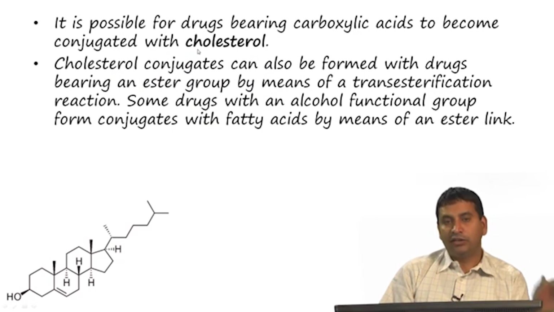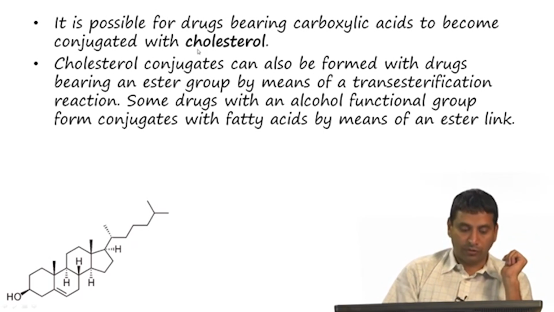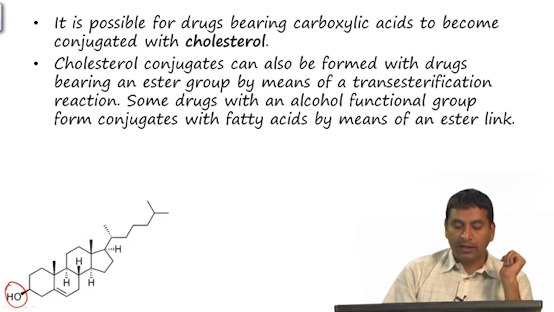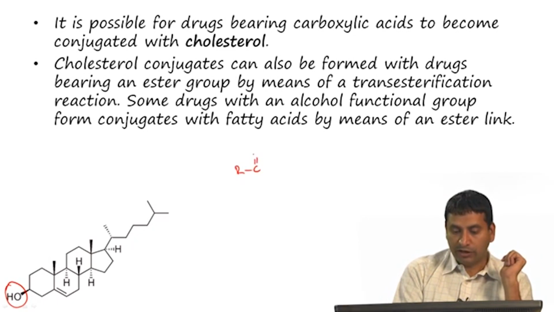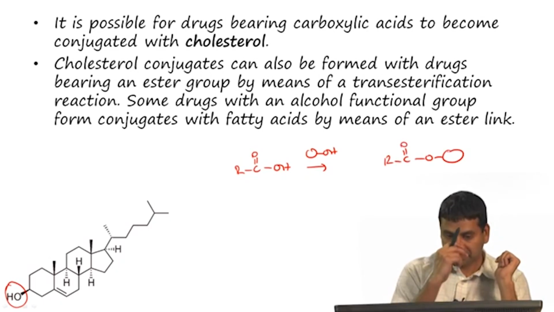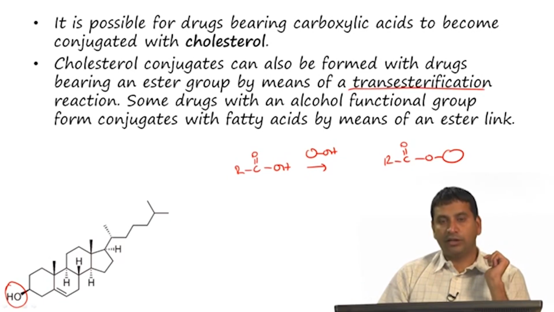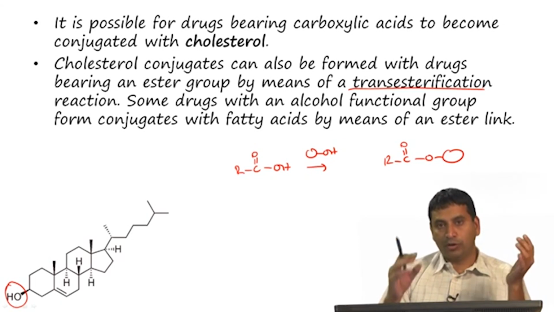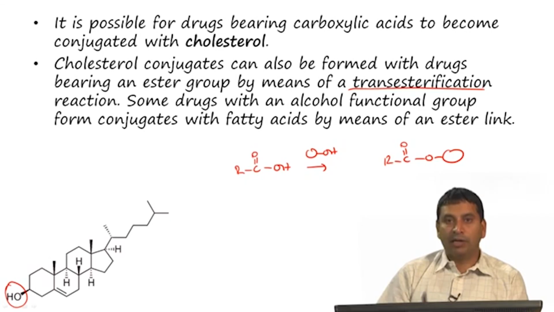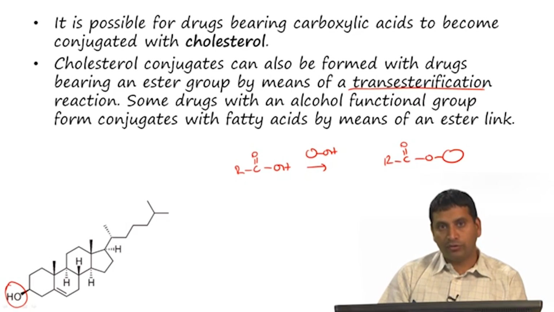Okay. Lastly, it is also possible for drugs bearing carboxylic acids to be conjugated with cholesterol. So, here is the structure of cholesterol, and it has a free alcohol present here. And so, you can imagine that a carboxylic acid RC(=O)OH can react with the cholesterol oxygen to give you RC(=O)O-cholesterol. Okay, so this is a drug with an ester can do a transesterification reaction, wherein cholesterol can be added. Okay. Sometimes an alcohol functional group can also form conjugates with other fatty acids to produce an ester functional group. But again, all of these transformations are going to result in increased hydrophobicity or reduced polarity.